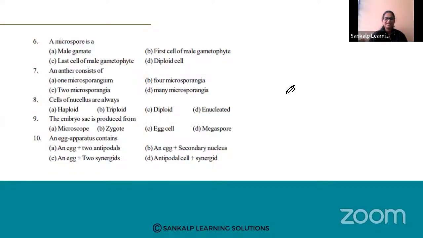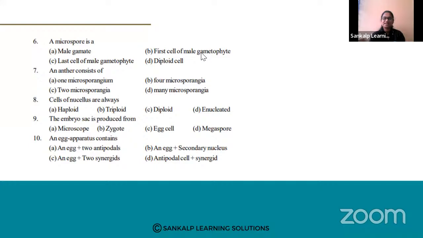8th question goes like this, guys. Cells of nucellus are always: option A haploid, B triploid, C diploid, D enucleated. I got Suhas option A, Lata option A, Pragati option C, Kirtana option C, Sayyad, Maheshwari option A, Deepti option C. YouTube students, what about your answer?